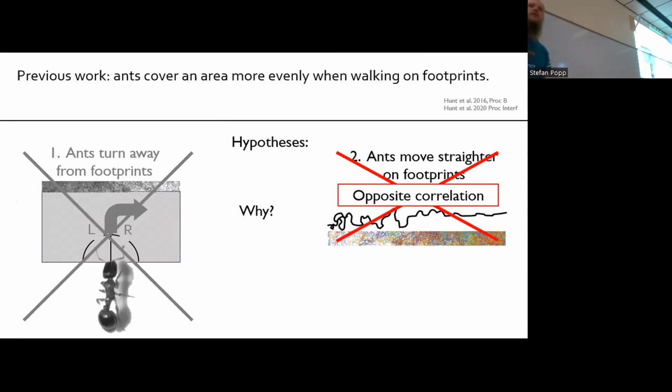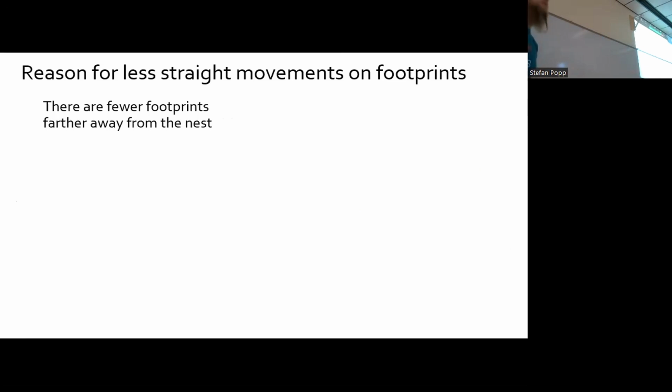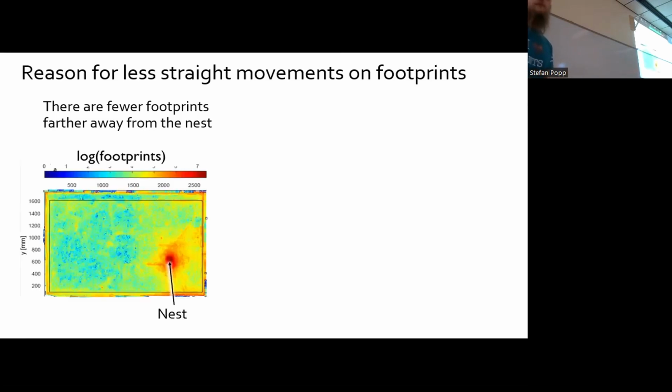Why do we see this opposite correlation of that second hypothesis? Now, the reason for the less straight movements on footprints is twofold, but it's not a biologically interesting correlation. It springs more out of the math, that there are fewer footprints farther away from the nest, which is certainly the case. As you can see here, the farther away from the nest, the bluer, so the fewer footprints there are in the arena, which is just logical from geometry.